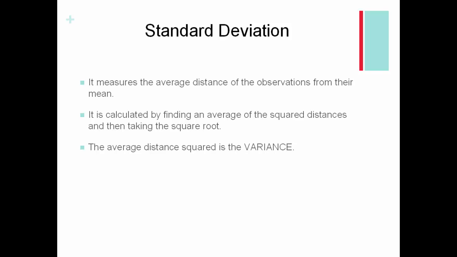Recall, standard deviation measures the average distance of the observations from the mean. It is calculated by finding the average of the squared distances and then taking the square root. Remember, the average squared distance is called the variance.